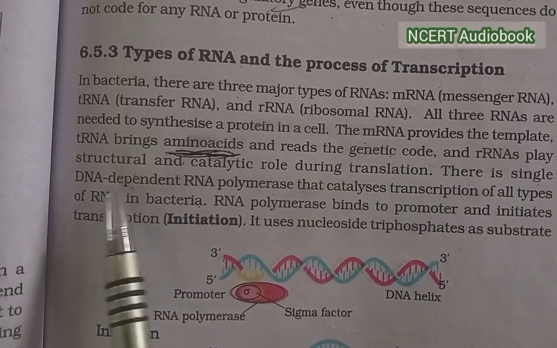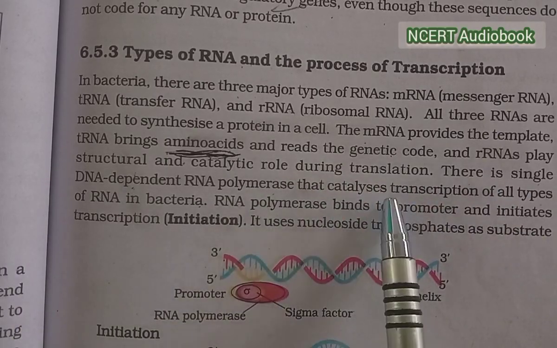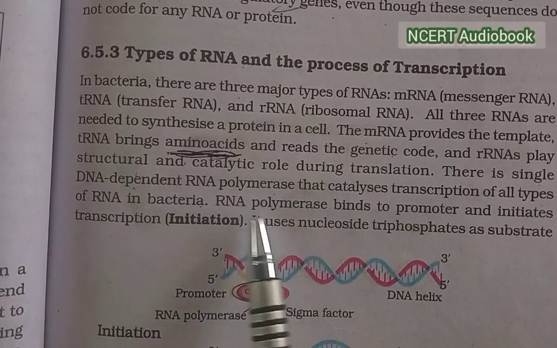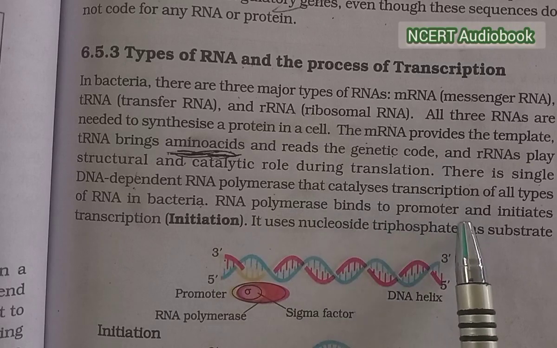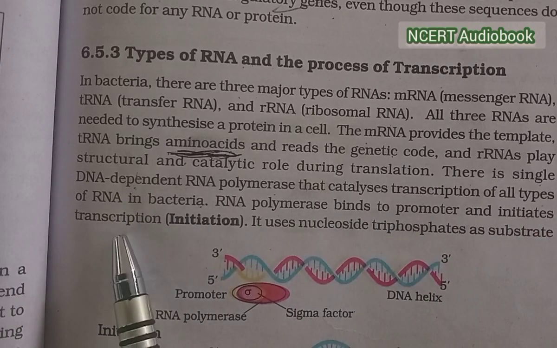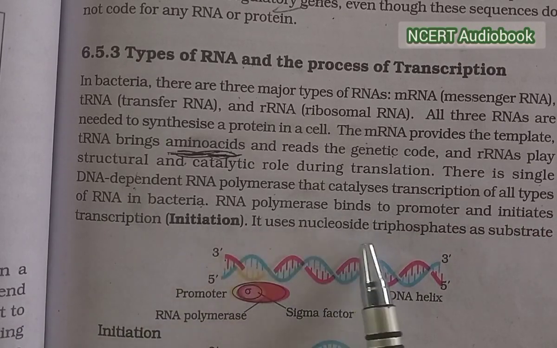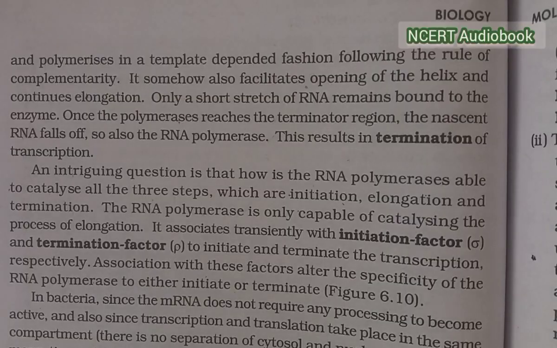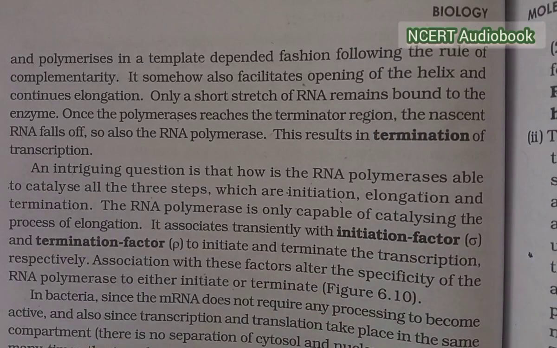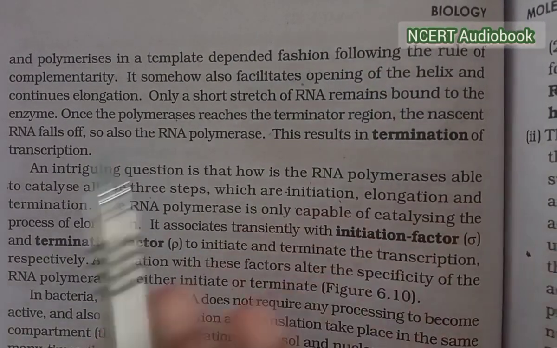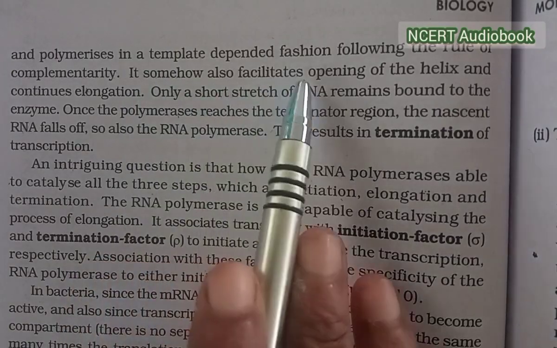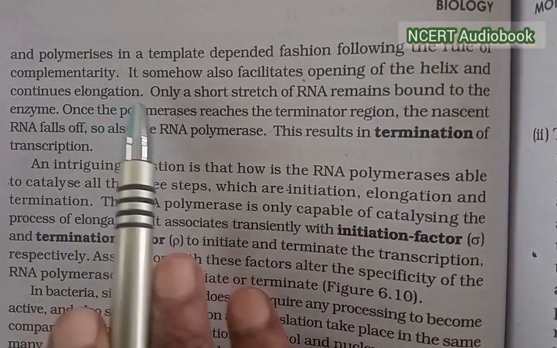There is a single DNA-dependent RNA polymerase that catalyzes transcription of all types of RNA in bacteria. RNA polymerase binds to the promoter and initiates the transcription. In initiation, it uses nucleoside triphosphates as substrates and polymerizes in a template-dependent fashion following the rules of complementarity. It also facilitates opening of the helix for continuous elongation.